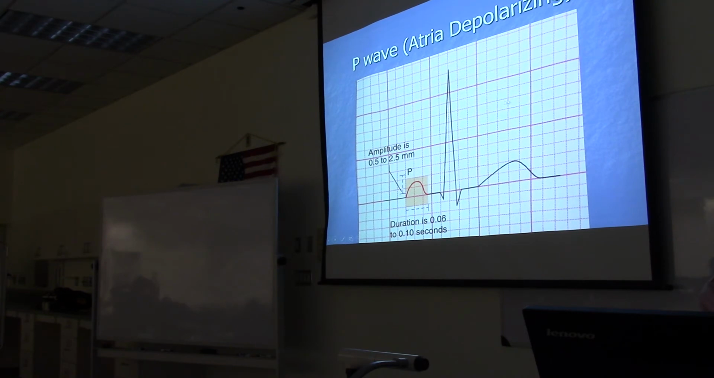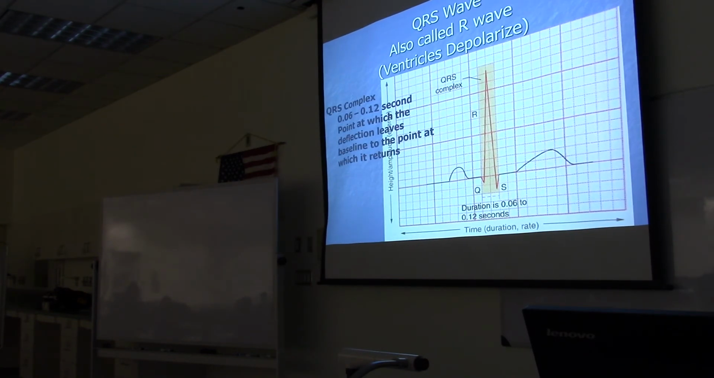So the P wave is when the atria depolarize. Typically it takes 2 little boxes, 0.06 to 0.1 seconds. The QRS wave is also called the R wave, and this is when the ventricles depolarize.